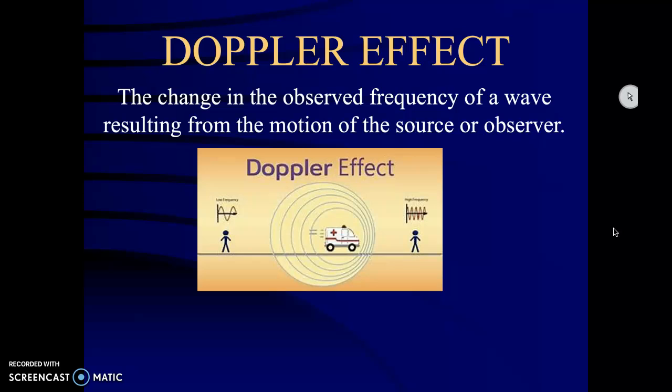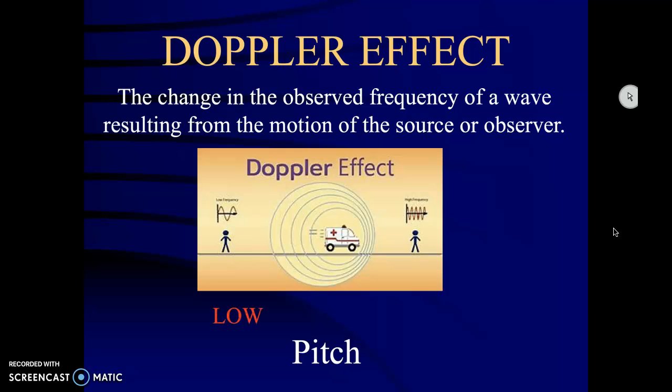The person on the left, the person behind the ambulance, gets the opposite result. As the ambulance moves farther and farther away, the wavelengths appear to get longer and longer. The frequency decreases, so the pitch goes down and the sound gets softer. This is what we call the Doppler effect.